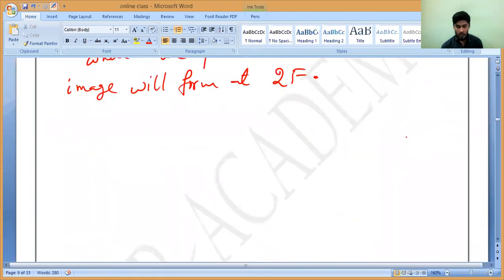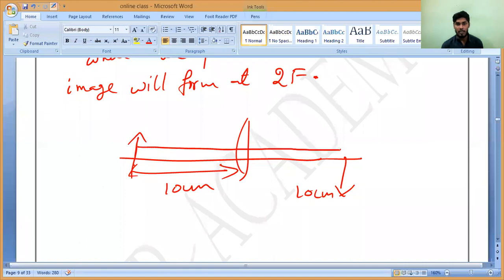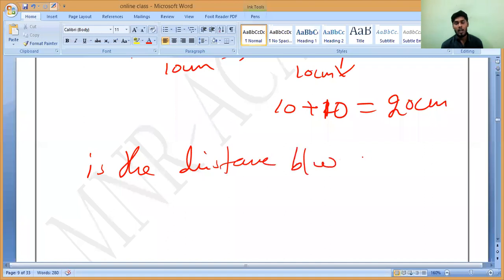The lens will be in the middle, and this is the object distance. This is 10 centimeter, and here also it is 10 centimeter. I am asking the total distance from here to here, so it is 10 plus 10, which is equal to 20 centimeter. It is the distance between object distance and image distance.